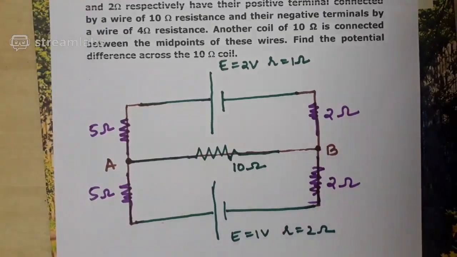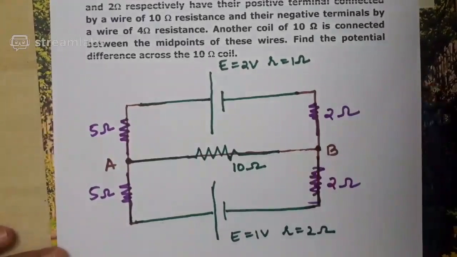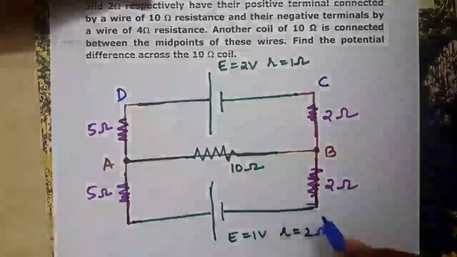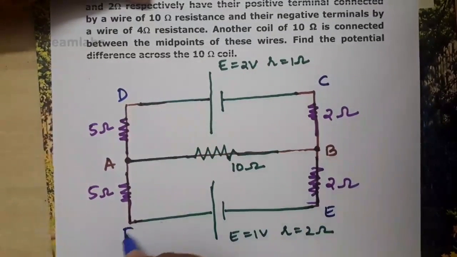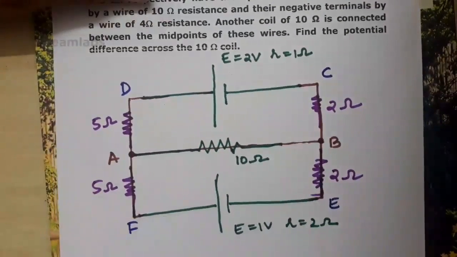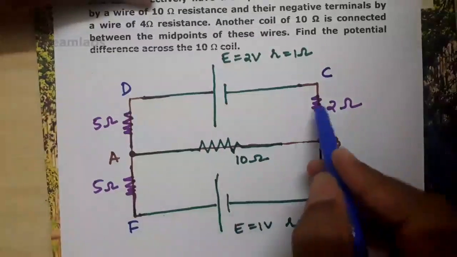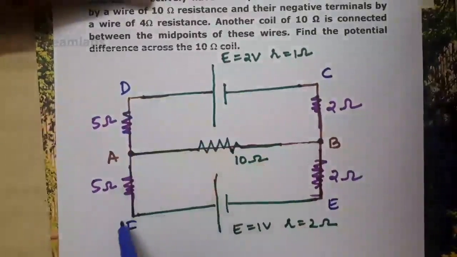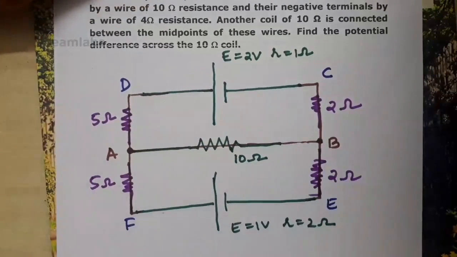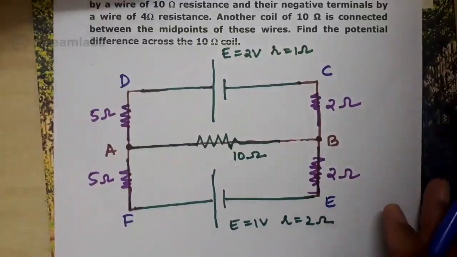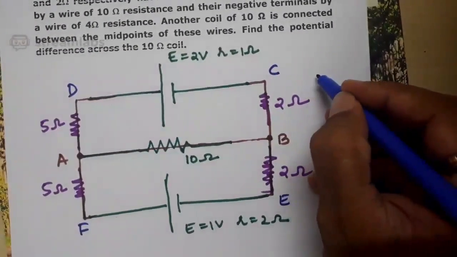See. Now I'll name this point for our reference as C, this as D, this as E, this as F. The point to be noted is here I am having some additional resistance. It was not there in the previous problem. Here I am having 2 ohm. Here I am having 5 ohm. Here I am having 5 ohm. Here I am having 2 ohm. There is a difference. Now you are asked to find out the potential difference across 10 ohm.